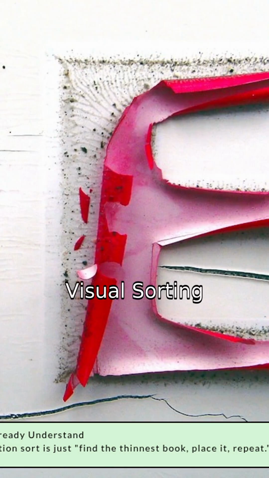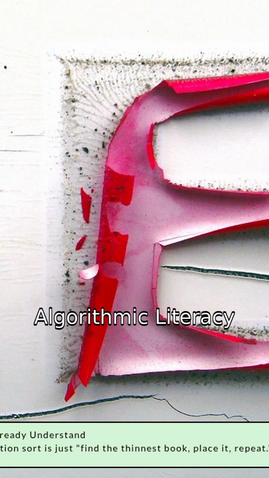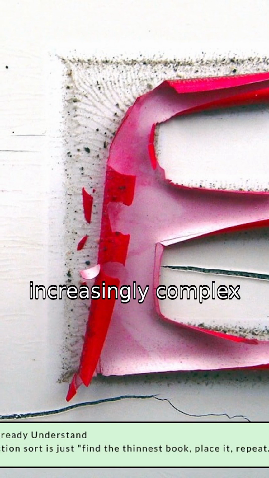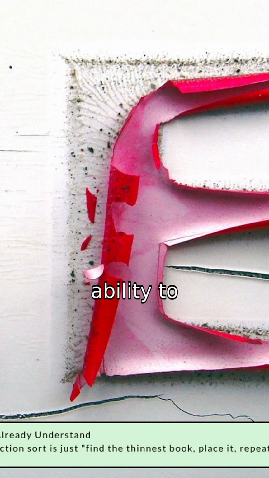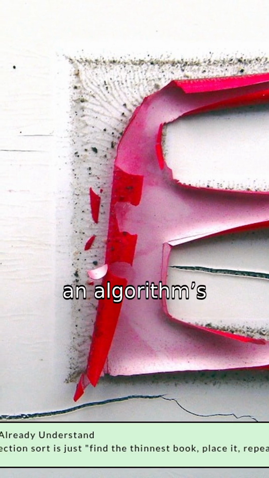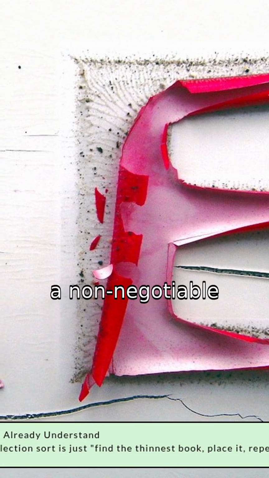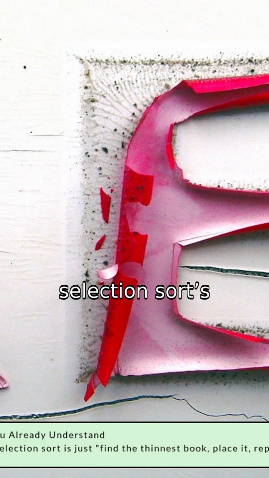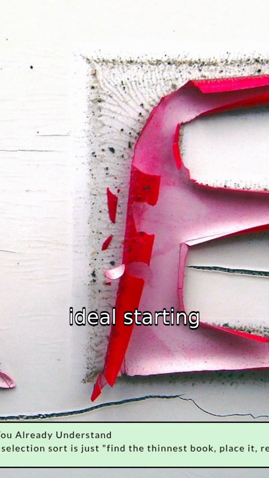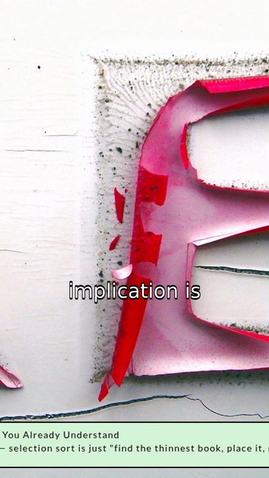The verdict: visual sorting as a gateway to algorithmic literacy. As AI tools generate increasingly complex code, the ability to mentally simulate an algorithm's behavior becomes a non-negotiable skill. Selection sort's visual simplicity is the ideal starting point.